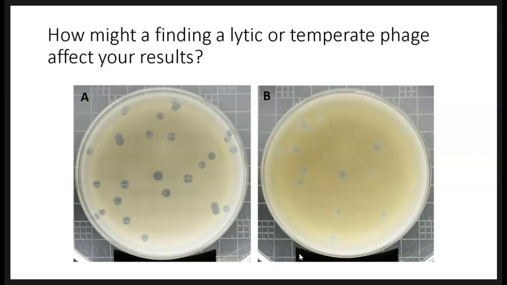We have two plates here with two different appearing plaque morphologies on them. Morphology is a word that we use in science to describe how something looks. And so on the left-hand side we see nice round clear plaques, and on the right-hand side we see cloudy fuzzy plaques. Again, I want you to think like scientists and make a hypothesis here. Which of these plates do you think most likely represents a temperate phage, and which of the plates do you think represents a lytic phage?